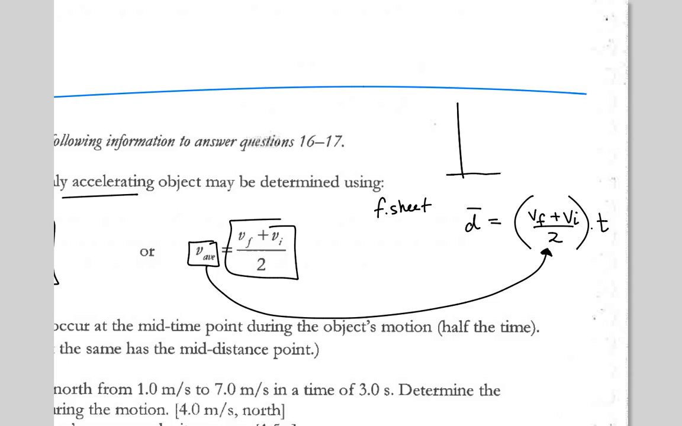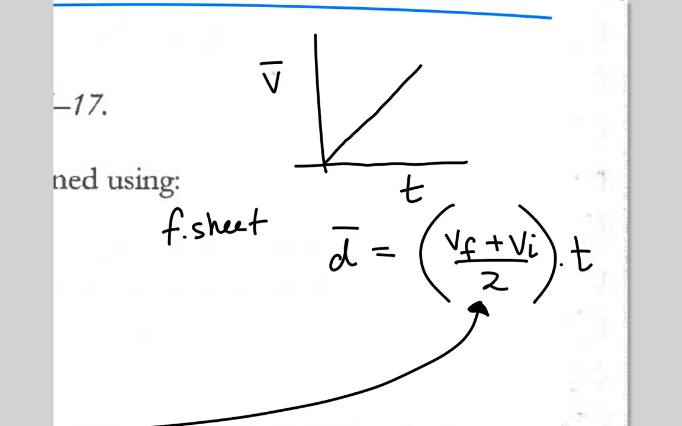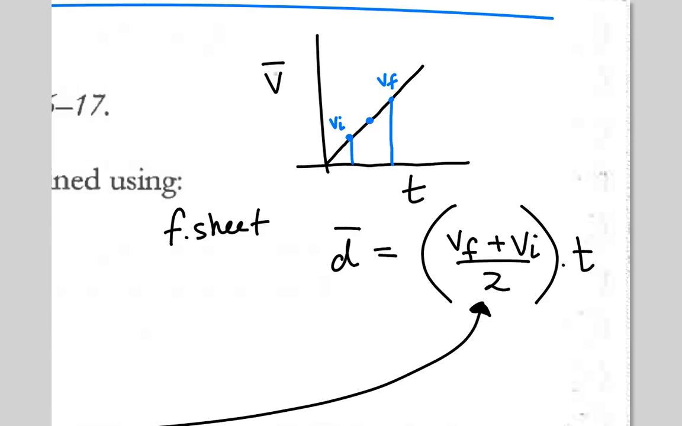The graph would look like this. Okay, here's V, here's T. Some time interval from here to here. Okay, here's Vi, here's Vf. If you add those two things up and divide it by 2, that's like an average, right? Your final plus your initial divided by 2, it's going to put you right here in the middle. Okay? So that's your V average, right in the middle of that graph. And it happens at the half-time mark. I hope that makes sense.